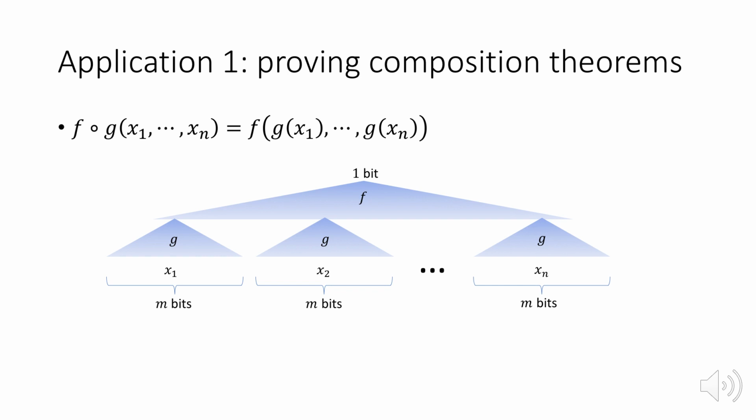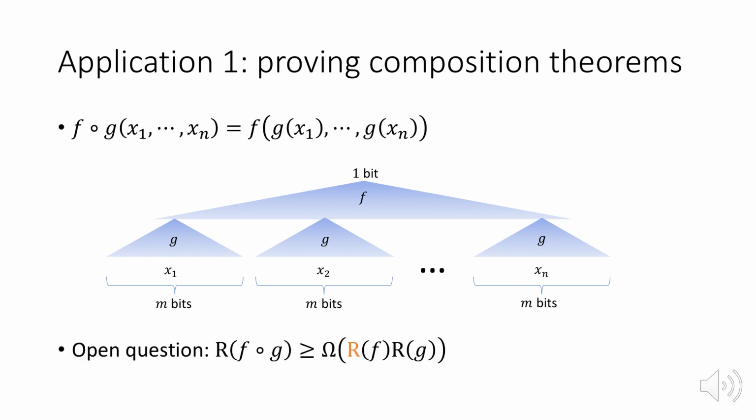Composition theorems care about the complexity of the composed function relative to the complexity of the two individual functions. Specifically, we are interested in this question: whether the composed function has randomized query complexity lower bounded by the product of the randomized query complexities of f and g.